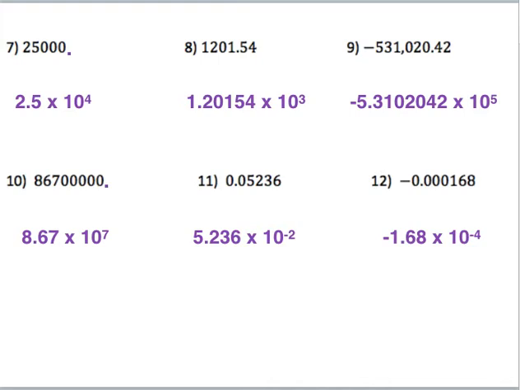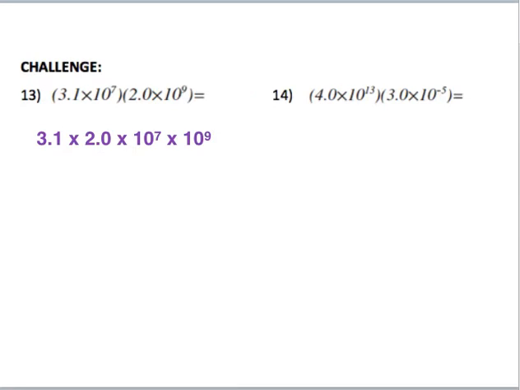Now for the challenge problem. Sometimes they're going to ask you to multiply 2 numbers in scientific notation. So here's one scientific notation number, 3.1 times 10 to the power of 7, times a second scientific notation number, 2.0 times 10 to the power of 9.